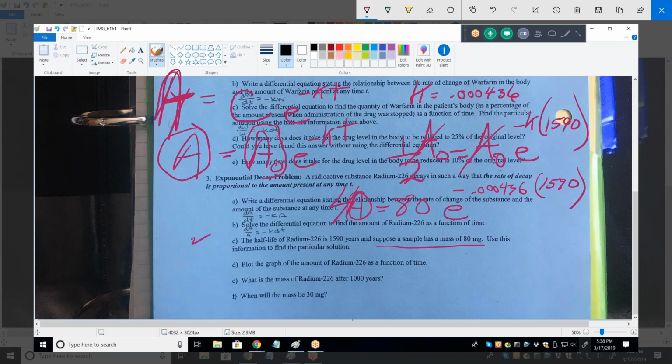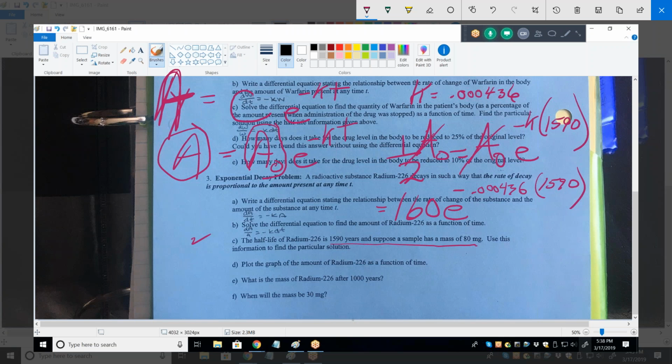Suppose a sample has a mass of 80 milligrams. Does that mean C is 160? Seems to me like that's the only way I can interpret that. In other words, if C were 160, then after 1590 years, see, I'm a little confused because is that before the 1590 years passes or after?